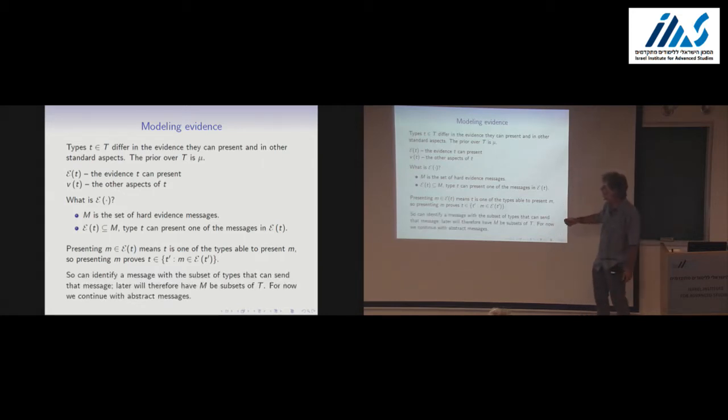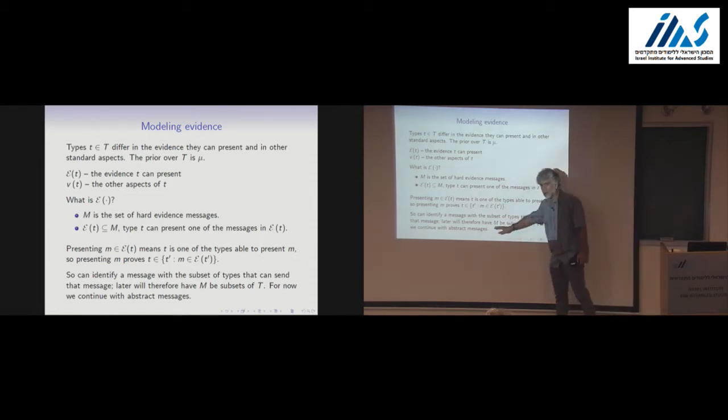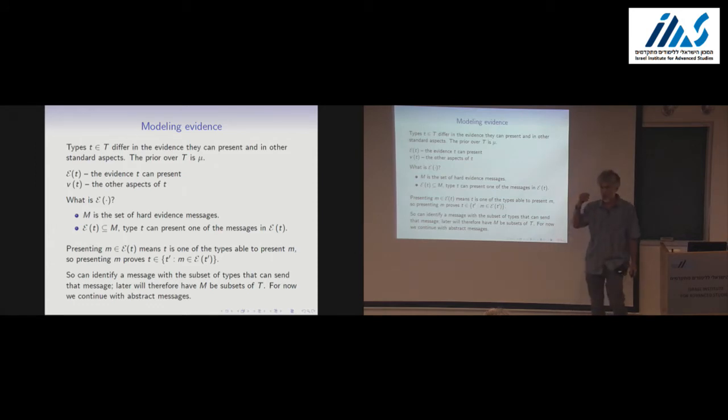So we can identify a message with the subset of types that can send that message. Later, therefore, instead of having M as B, the set of messages, we'll think of it just as the subsets of T. Okay? That'll be a convenient simplification that will come later. But for now, because I think it's easier to grasp the basic ideas, we're going to think of M just as really a set of pieces of evidence, dancing and singing, rather than I'm one of the set of people who can dance, or I'm one of the set of people who can sing.